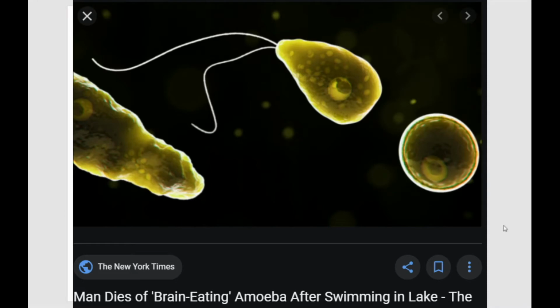A good example is the brain-eating amoeba, right? They're just singular cells, but they can infect humans, and they will feed on the brain tissues. So there was an incident a few years back at the Whitewater Center that killed a teenage girl.